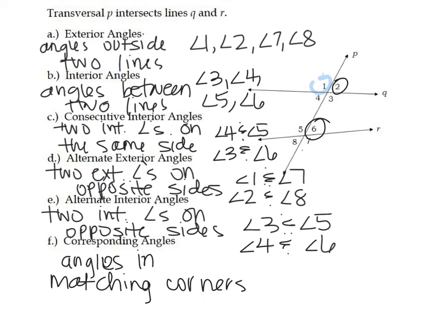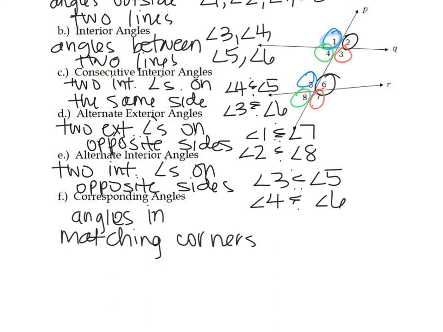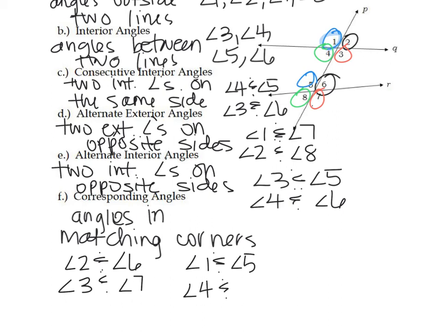Then if I have angle 1, its corresponding angle would be angle 5. It's in the same place but on the opposite line. We have angle 3, who has a corresponding angle 7. And then lastly, angle 4 has a corresponding angle of 8. So we actually have 4 pairs of angles for corresponding: angle 2 and angle 6, angle 3 and angle 7, angle 1 and angle 5, and then angle 4 and angle 8.